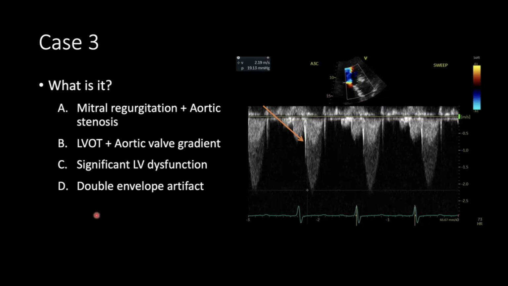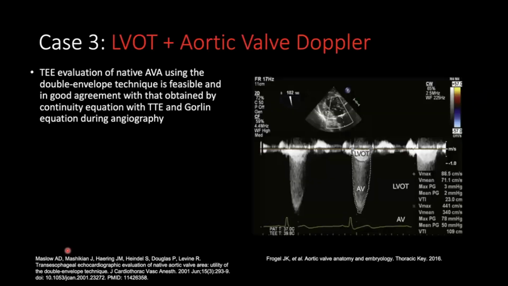Does anyone want to hazard a guess? What do you guys think it is? A, B, C, or D? B. Okay, yeah. So that is what it is. Sorry, I think C. Oh, the poll says B. The poll says B. Perfect. Okay, that is exactly what it is. It is the LVOT and aortic valve Doppler both seen together.